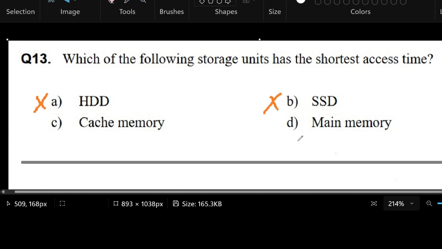Let's go with D first. This is main memory, and this one I think gets us to the data faster than the hard disk or maybe the SSD too, but there is something much faster, which is the cache memory.